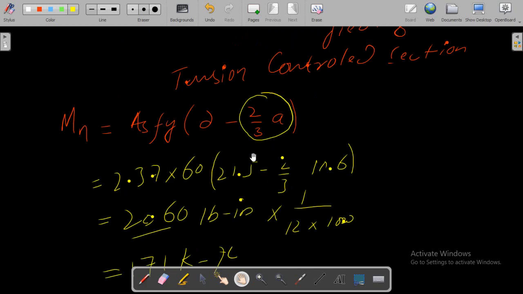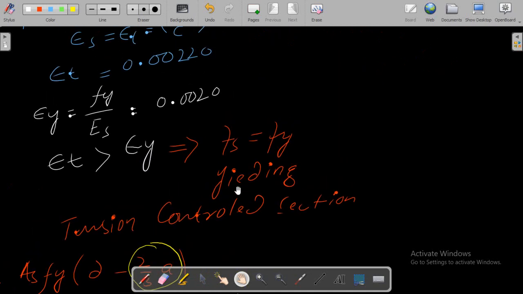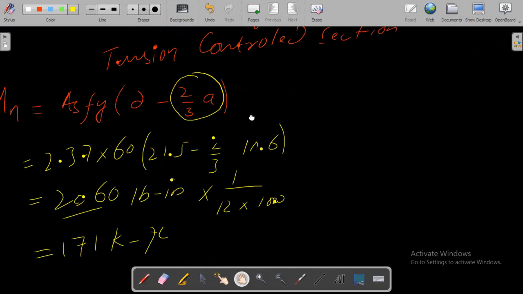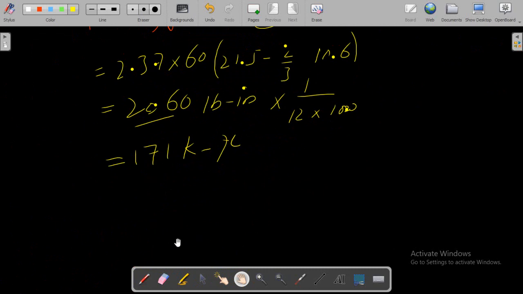And the phi value will be... you see here that the epsilon t value is 0.0022, which is less than 0.005 but greater than 0.002. So we have to adjust the phi factor by using the equation 0.42 plus 83.3 epsilon t. From here you can find out the value of phi and then multiply that value with this 171. You will get your design capacity, that is phi Mn.